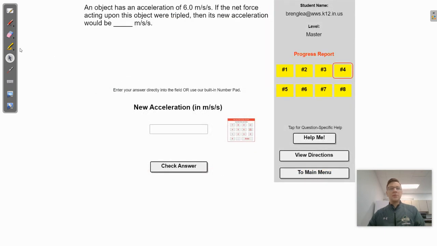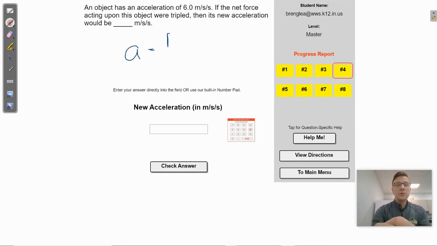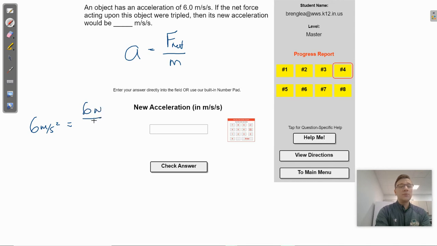An object has an acceleration of 6 meters per second squared. If the net force acting upon this object was tripled, then its new acceleration would be. So it says the acceleration is 6 meters per second squared. We can just make any equation that would result in 6. We can literally do 6 newtons divided by 1 kilogram. It says if the net force is tripled, so instead of 6 newtons, 6 times 3 is 18 newtons divided by 1 kilogram. We can see that our answer is also tripled.